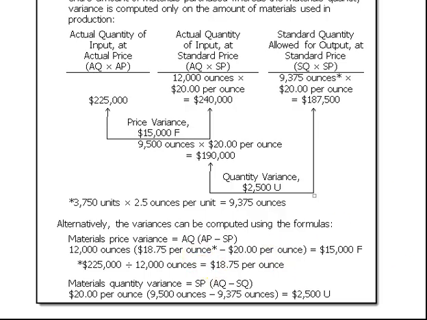Okay. Then on the material quantity variance, we take the standard price, which is $20, times the difference in the quantity. We already said that 9,500 ounces were used. The standard called for 9,375. So when we multiply 20 times the difference between 9,500 ounces and 9,375 ounces, we come up with that 2,500 unfavorable quantity variance, which of course matches that right there.